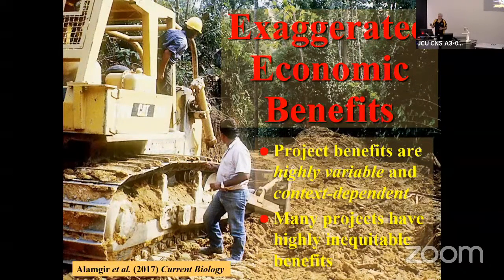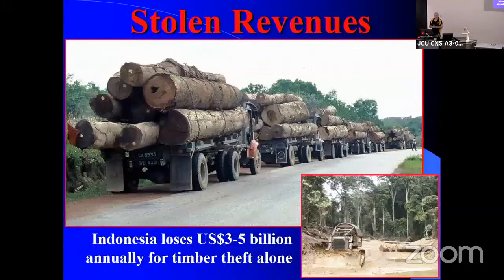So in fact, if you look at the project benefits, they tend to be highly variable and very context dependent. Okay, there's no universal pattern. And another thing that happens, of course, is corruption and stolen revenues. We see it in just about every developing country we look at. We can look across sub-Saharan Africa, Brazil, Indonesia, Malaysia. We're seeing that billions of dollars of resources and revenues are being lost every year to corruption.